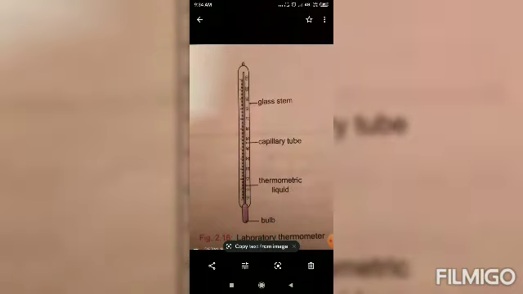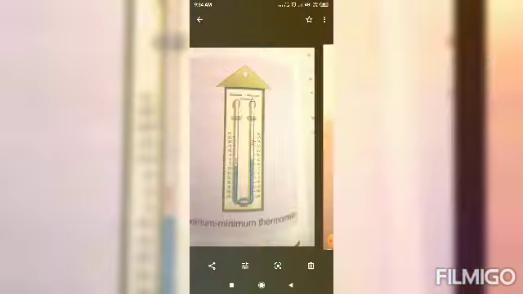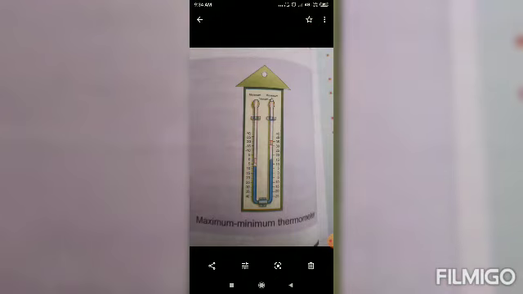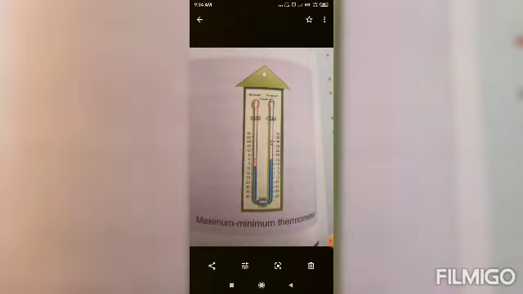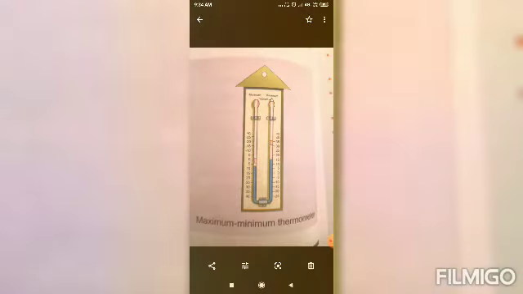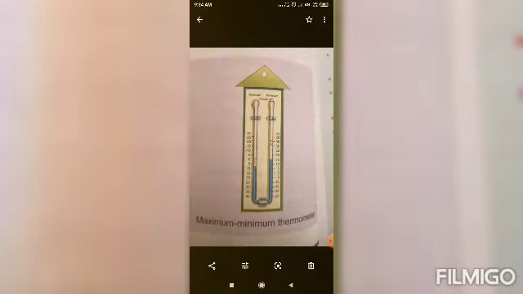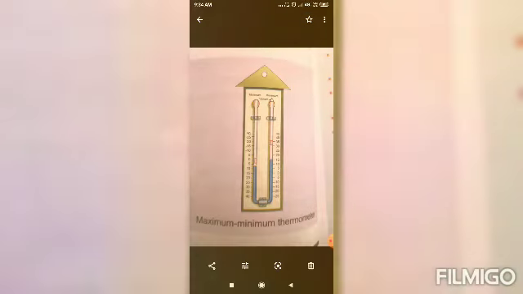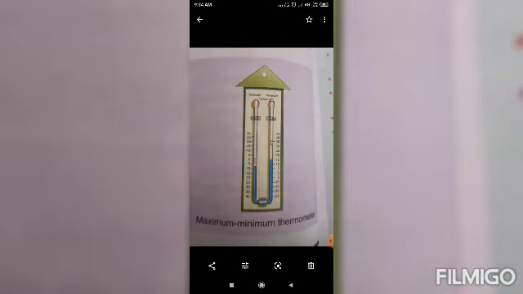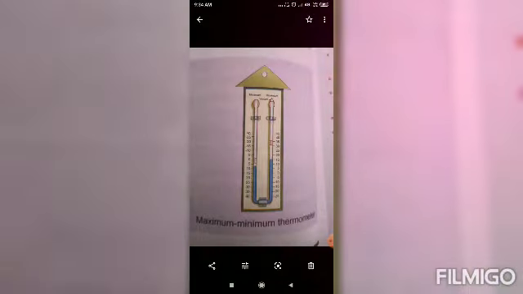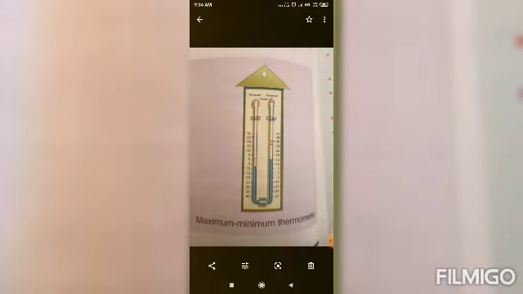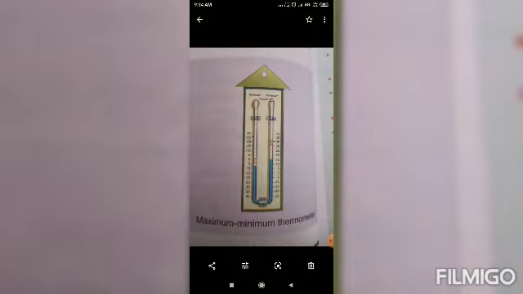Now let's go to the maximum and minimum thermometer. The maximum and minimum thermometer is used for measuring the maximum and minimum temperatures of the day at a particular place. It is also known as Six's thermometer. So why is it known as Six's thermometer? It is known as Six's thermometer because the thermometer was invented by James Six in 1780. It is commonly used in weather forecasting and horticulture.